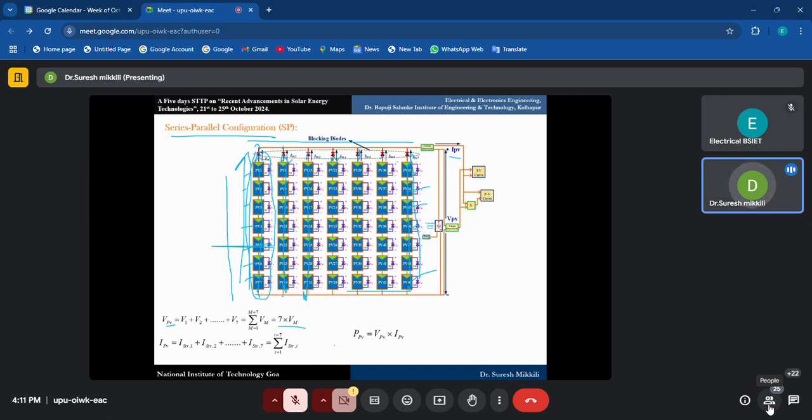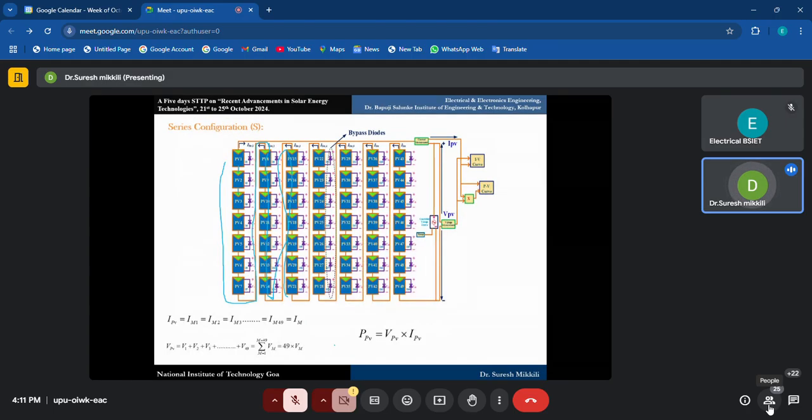So PPV will be equal to how much? PPV will be VPV into IPV, 7 VM into 7 times IM, which is equal to 49 VM IM. So what I want to tell you is, when 49 modules are connected in series configuration, you get high voltage, low current, where the power is the product of the current flowing through the modules and the voltage across all the modules. That is 49 VM IM if I take 49 modules.